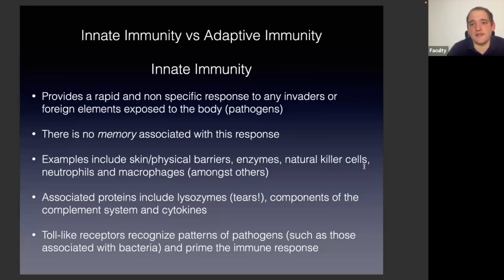Any kind of foreign element that's exposed to the body, this innate system is going to be triggered. And so there are many different examples of innate immunity. Just our skin, the physical barriers within our body, different membranes. These are examples of innate immunity. They provide us protection from different pathogens. Other examples can include enzymes, natural killer cells, neutrophils, macrophages. An associated protein that's very common is lysozyme. Lysozymes are actually found in tears.